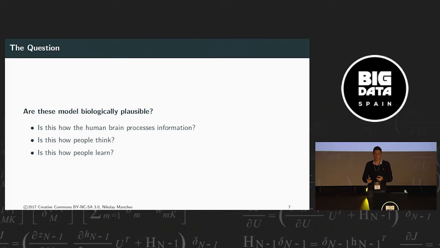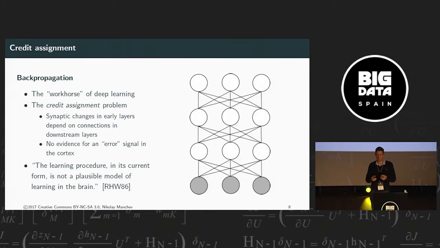So, is this how we think? Now, in artificial neural networks, we use backpropagation. That's how we encode the knowledge from the training data. And the backpropagation approach is, let's say, the workhorse of deep learning. The way it works is that it sends an error signal from the output layers up the upstream layers, all the way to the inputs, and then we adjust the synaptic weights to better match the outputs to the actual data.